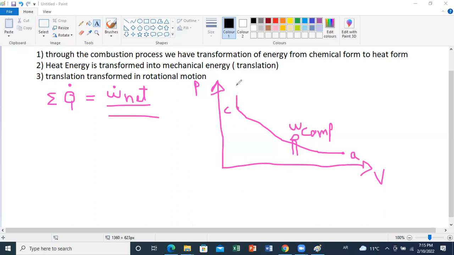Now combustion takes place at constant volume. Do you have a work produced during the step, during combustion, or just heat? Just heat.